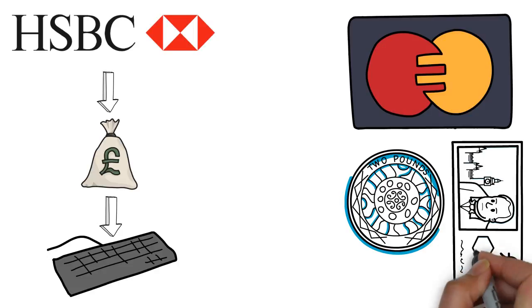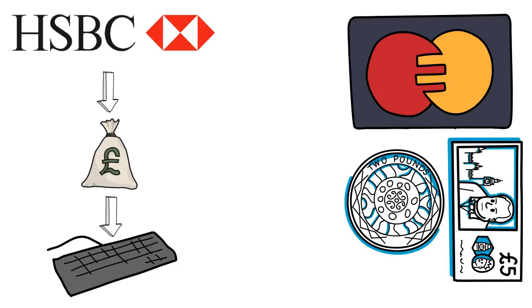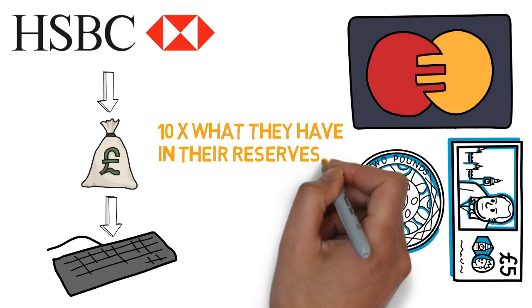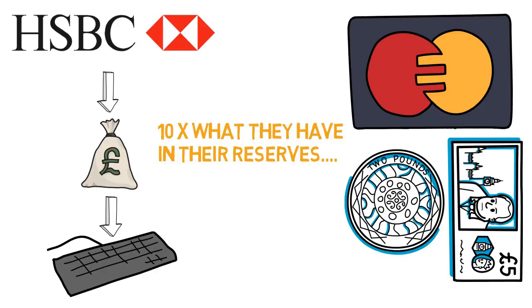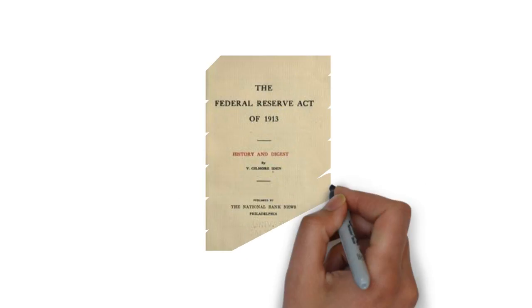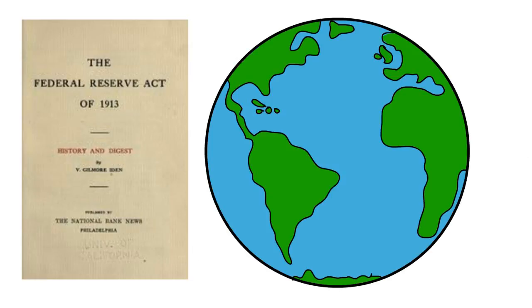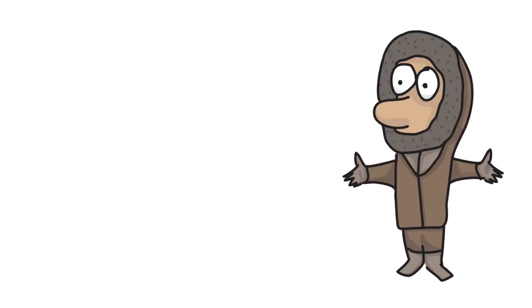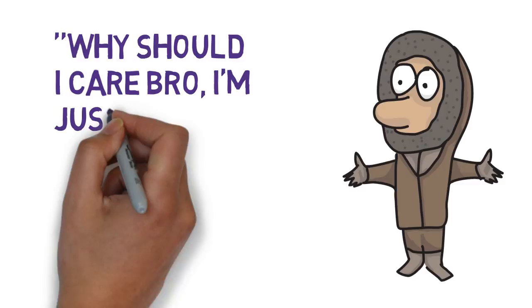Now, another crazy thing is that banks can lend 10 times more money than they have in reserves. So who put this system in place? Again, it goes back to the Federal Reserve Act of 1913, and it's the same system used throughout the world. Now, the question you might be thinking is, why should I care? Why are you telling me this?